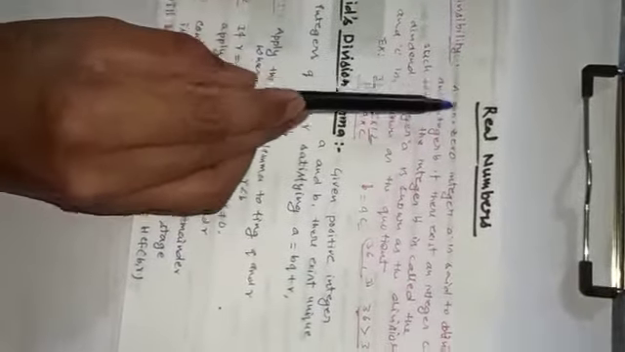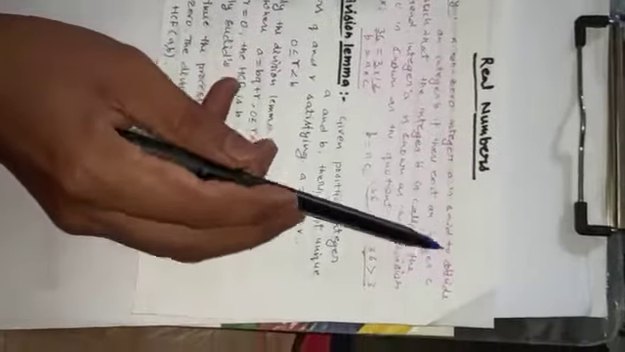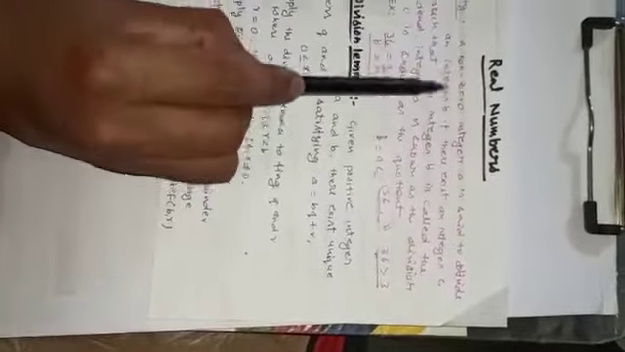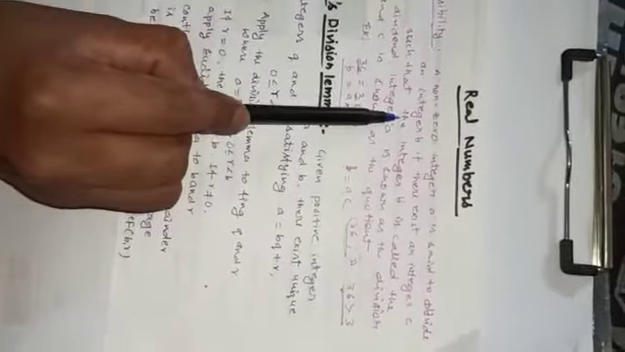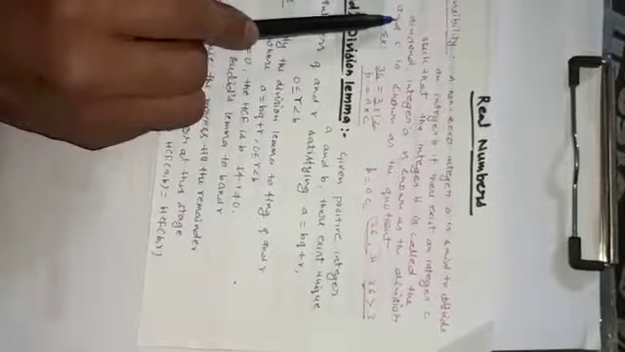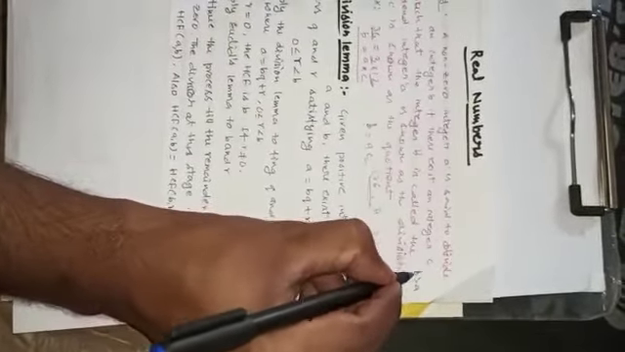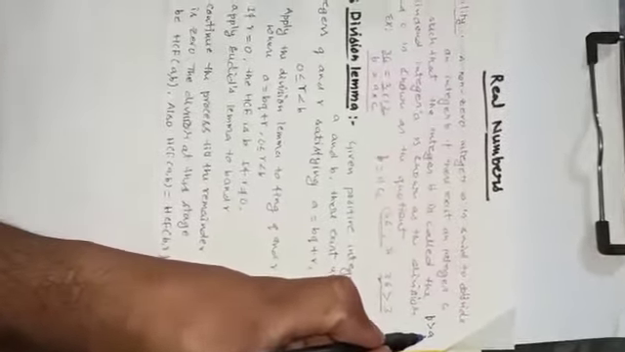Now we are going to revise one more topic, divisibility. Divisibility means a non-zero integer a is said to divide an integer b if there exists an integer c such that b = ac. The integer b is called the dividend, the integer a is known as the divisor, and c is known as the quotient. Here b is greater than a, that's why b is our dividend and a is our divisor.